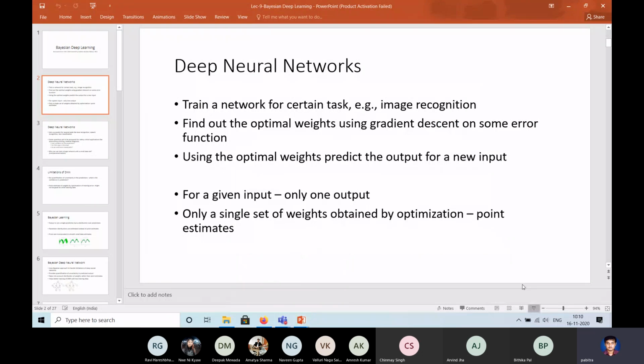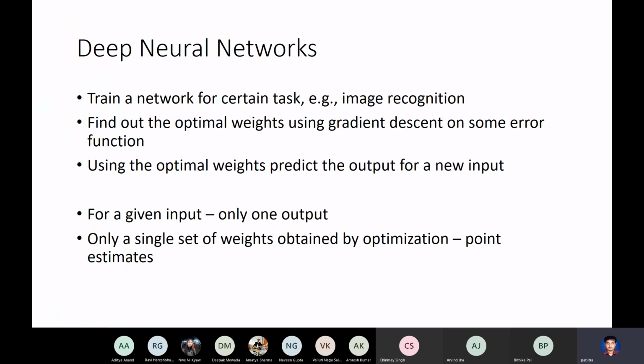So this works fine. But the point to be noted is that for a given input, there is only one single output. If you give the image of, say, a cat, its output will say only cat, nothing else. It will give a single output. And the final set of weights that we obtained after the training iterations are over, basically after the optimization process is complete, are only point estimates. Which basically means that you have a single set of values of the weights after you have finished your training.